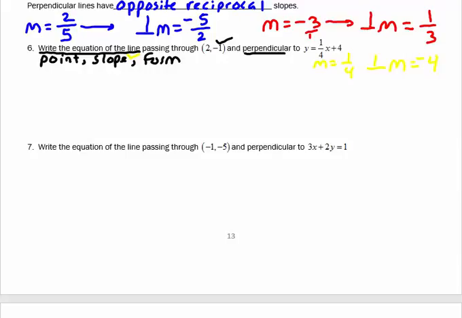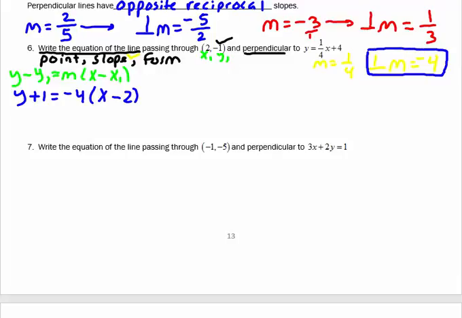So what form do I use? I always start off with y minus y1 equals m in parentheses x minus x1. Labeling my point as x1, y1, I'll now substitute in. So I end up with y minus a -1, so y plus 1. My slope turned out to be a -4, parentheses x minus 2. Remember, we have to use a perpendicular slope, so we need to be using a -4.